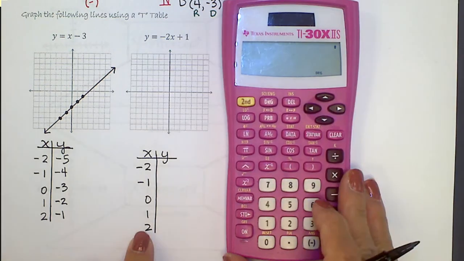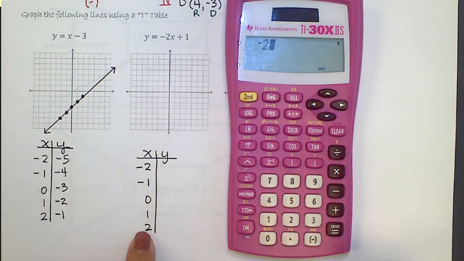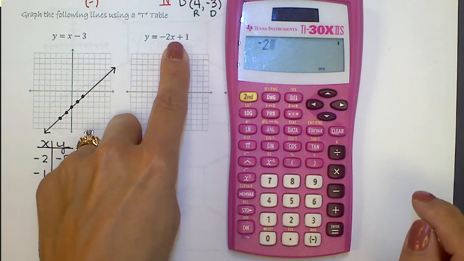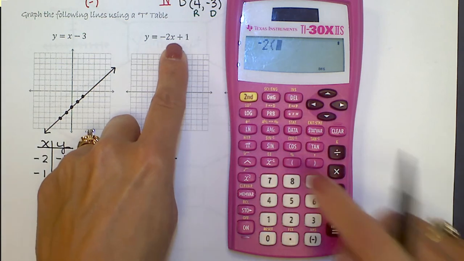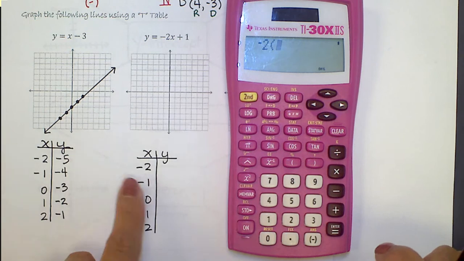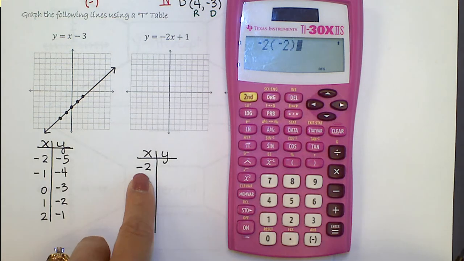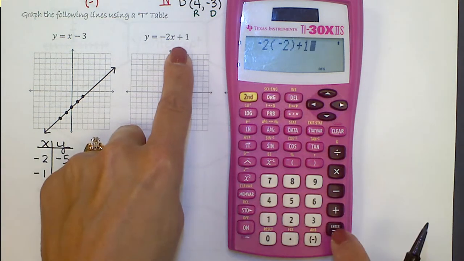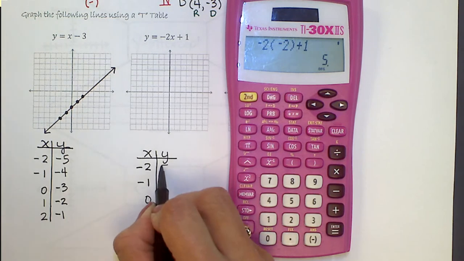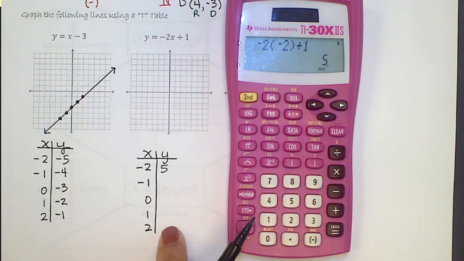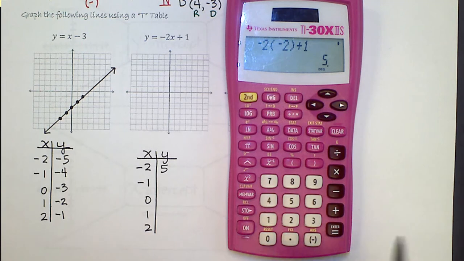Okay, so I'm going to type in -2. Now, because I'm going to be doing multiplication or a product, I'm going to put my x value in parentheses. So -2 times -2, close the parentheses, and then add 1. And we get 5. Now I'm going to go ahead and do the whole table first this time, and then do the graphing so you can decide which way you like.